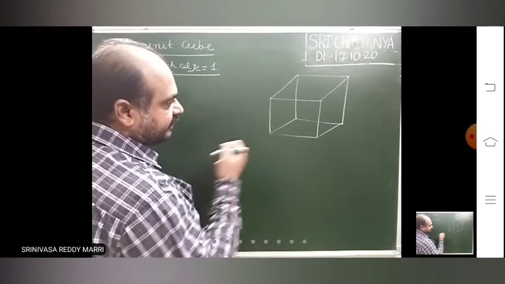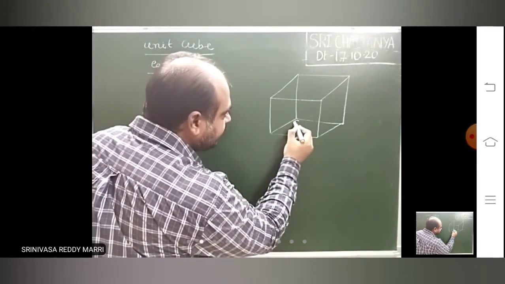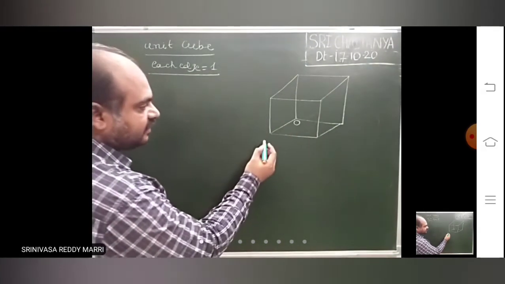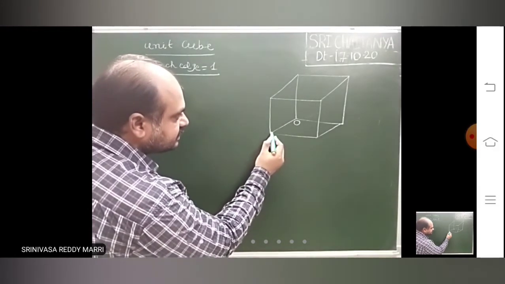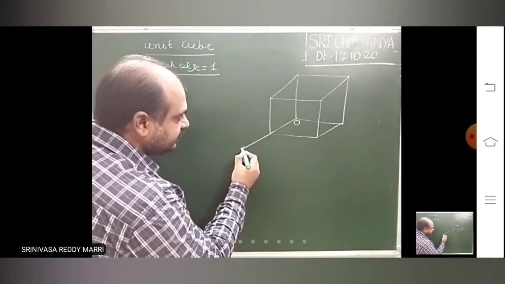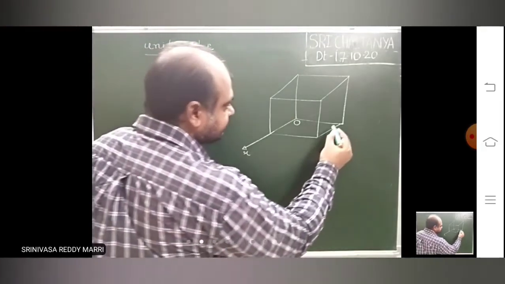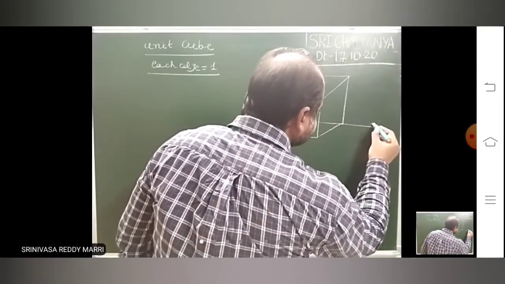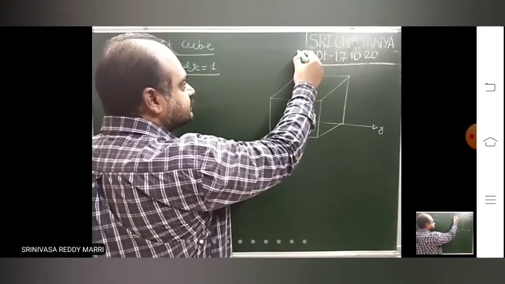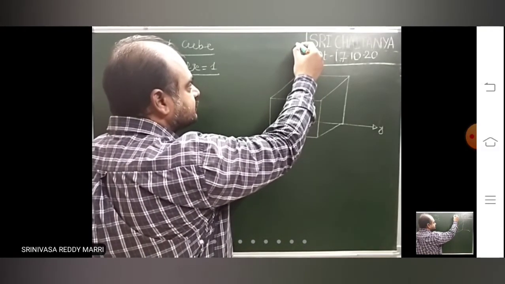Suppose for convenience you take 3 edges as coordinate axes. You take this corner as origin, and this line is the x-axis, because the edges are mutually perpendicular. You take this as x-axis and this as y-axis. For convenience in solving the problem, you take the 3 edges as x, y, z axes.